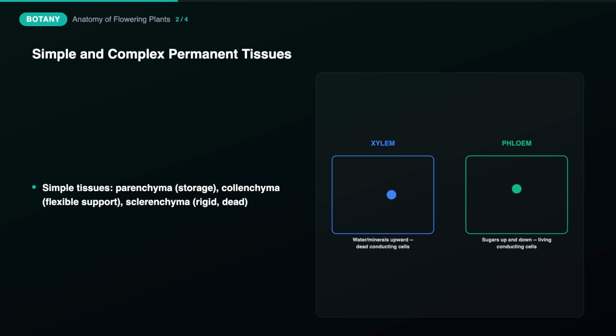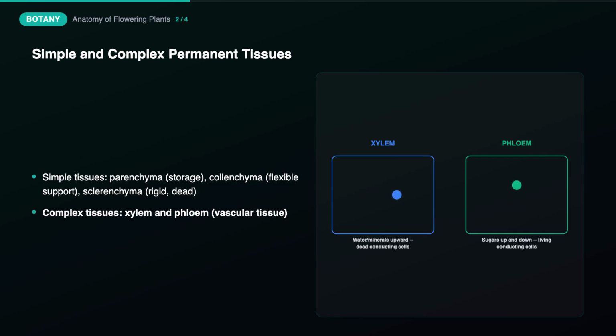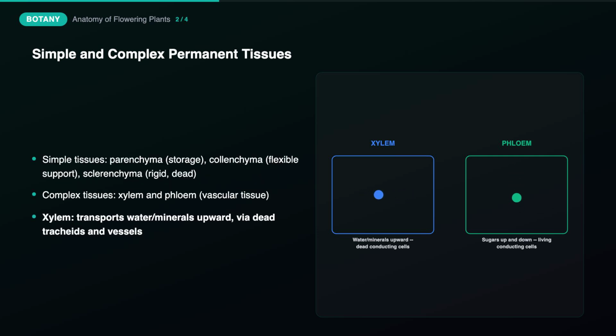The three simple tissues are parenchyma, thin-walled cells that provide storage and, in green tissue, photosynthesis, collenchyma, cells with unevenly thickened walls that provide flexible mechanical support common in young stems, and sclerenchyma, cells with thick lignified walls that are dead at maturity, providing rigid, mechanical strength. The two complex tissues are xylem and phloem, together forming the plant's vascular tissue.